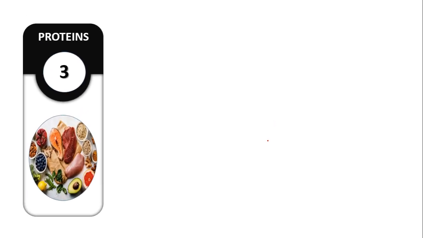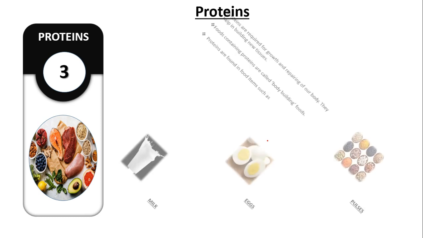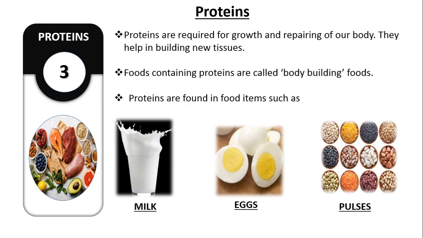So let's see what the functions of protein in our body are. Proteins are required for growth and repairing our body. They help in building new tissues. Protein containing foods are called bodybuilding foods because these are the building blocks of our muscles. Protein can be found in milk, eggs, and pulses.